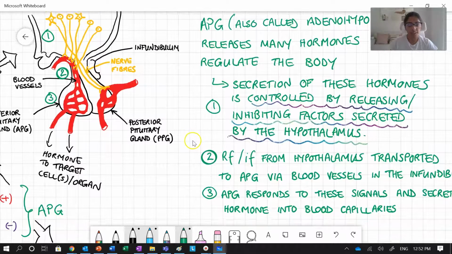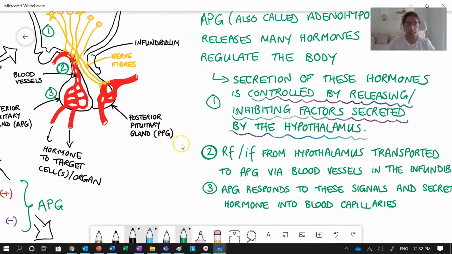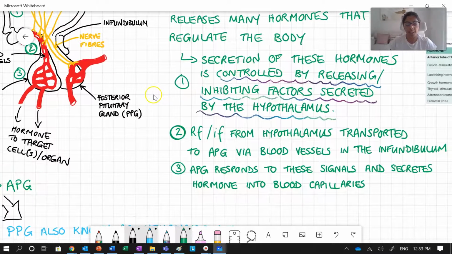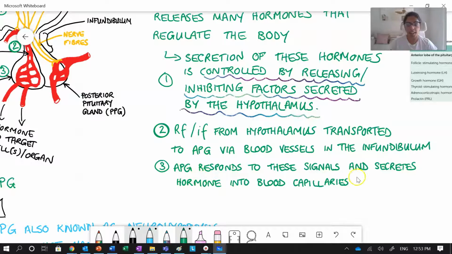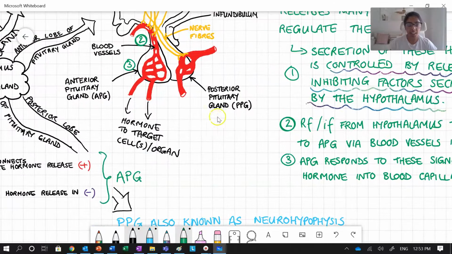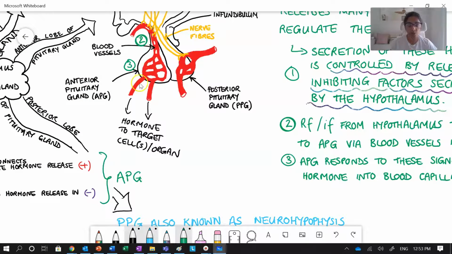So if these hypothalamic releasing or inhibiting factors are released, they will send a message via nerves to the portal blood vessels here, and that will connect with the anterior pituitary gland, and the APG will respond by sending signals and secreting hormones into the blood capillaries. So hormones, as we know, travel in the blood capillaries and they will move to their target organs or cells.